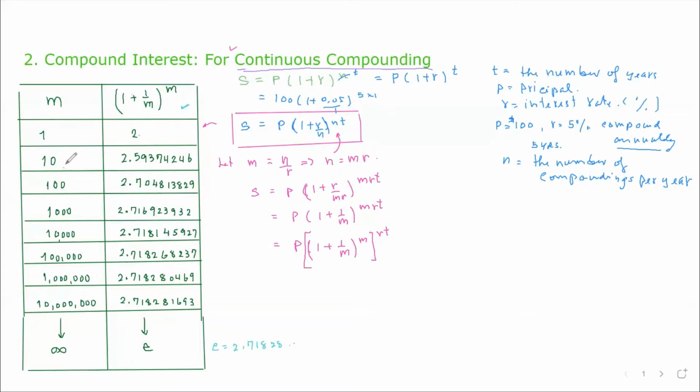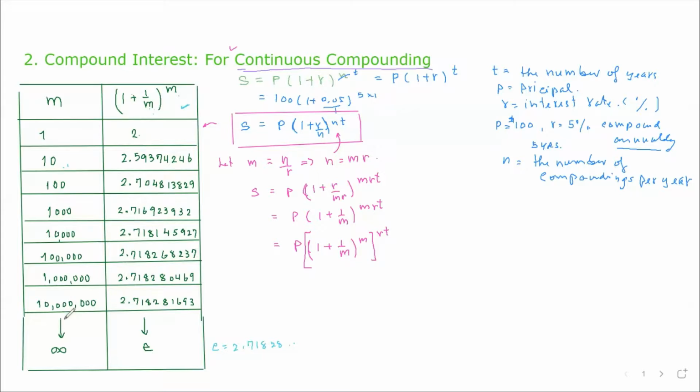And if m is equal to 10, then you replace it here in the denominator and the power here in the index. You can use a calculator. This one is going to be 2.5937 something, and so on. If you replace m with 100 here and the index 100, you get 2.7048 and so on. Then 1,000 replaced, and 10,000 and 100,000.